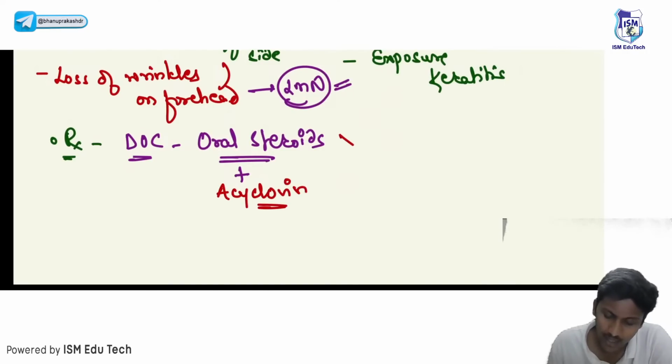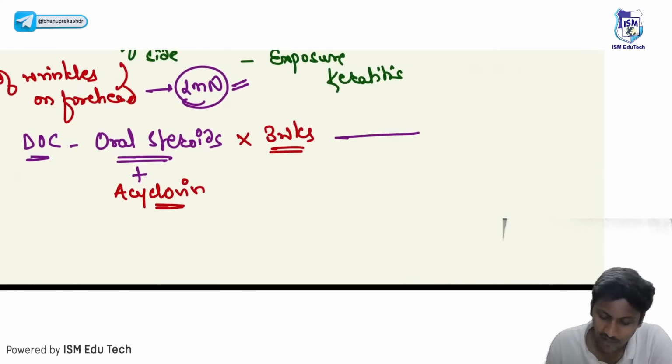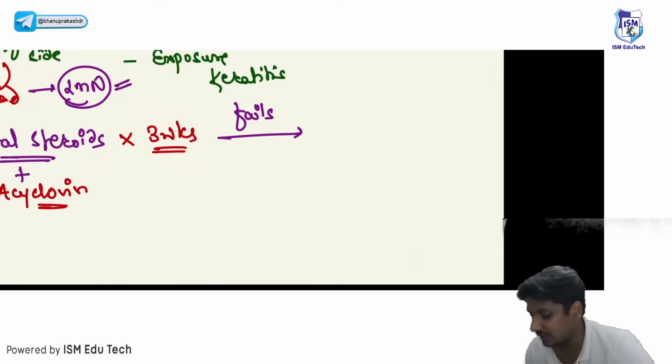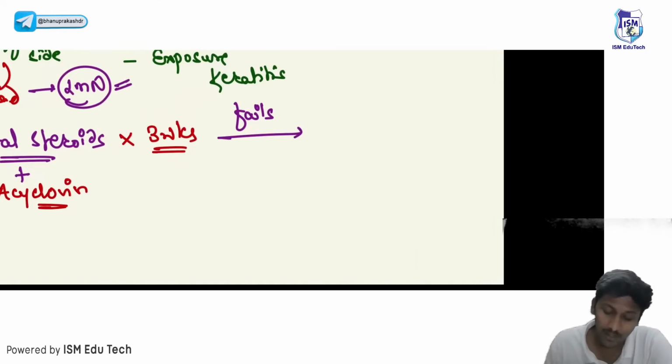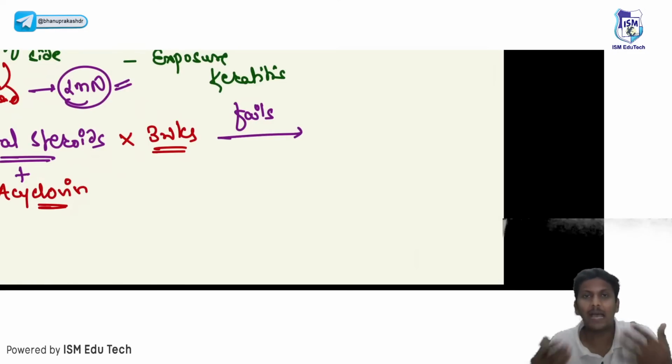Okay, these are given for a span of 3 weeks to the patient. But even after 3 weeks, the patient's condition does not improve. Then, important: a lot of people directly mark surgical decompression. No, please remember, first you need to check whether the facial nerve has been damaged or not.